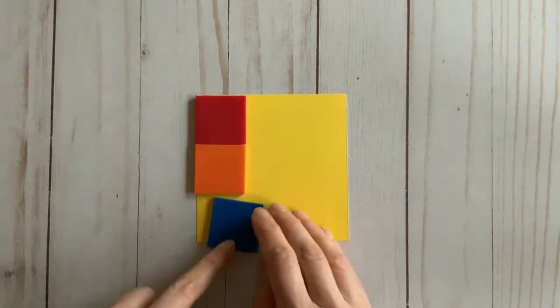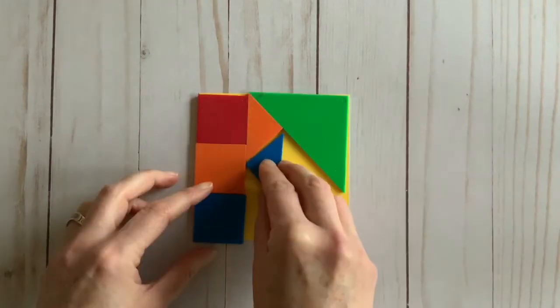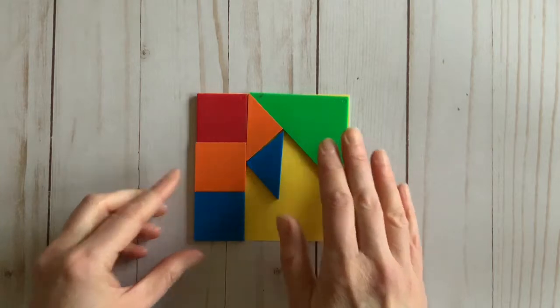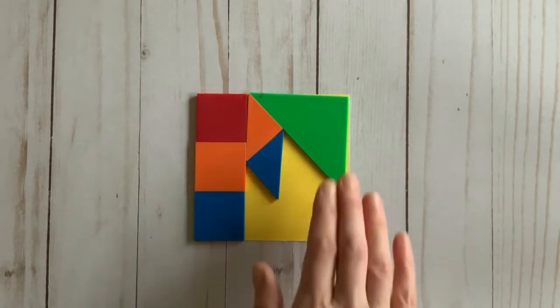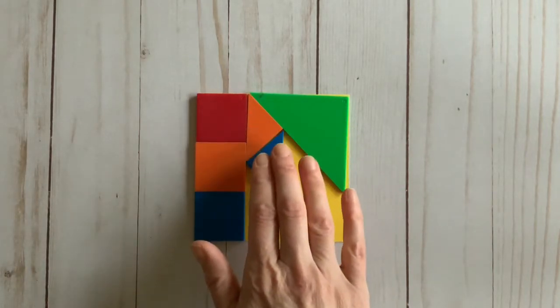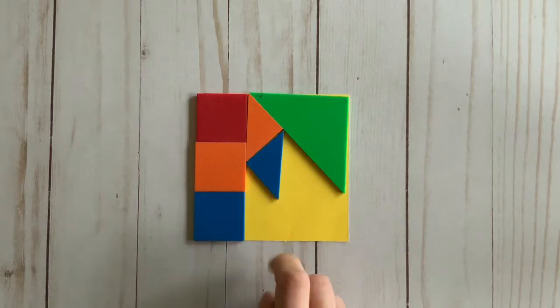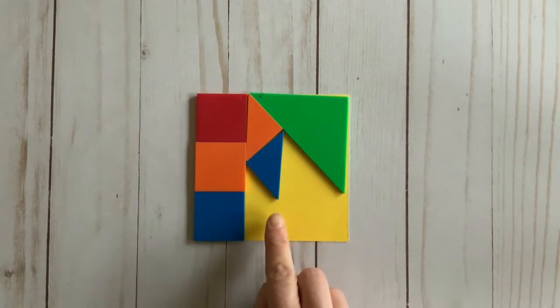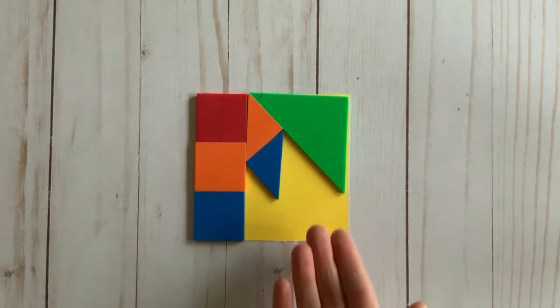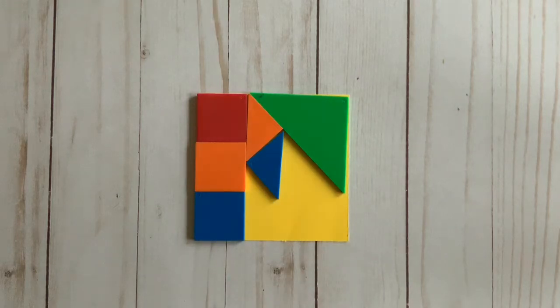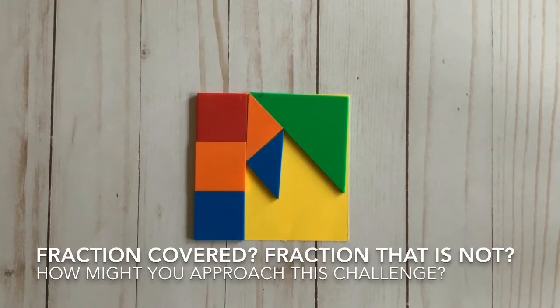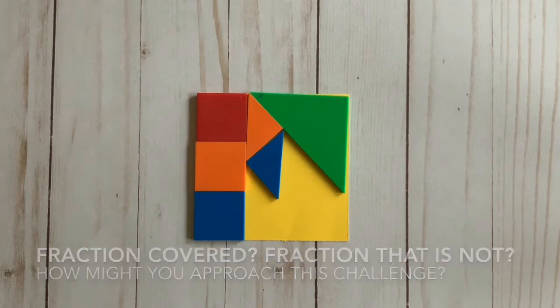The first step is to tile a square with the pieces you were given. Then, you need to figure out the fraction of the square that is covered with tangrams and the fraction that is not. This is harder than working with regular square tiles. Pause and discuss the challenges of this task and how you might approach it.